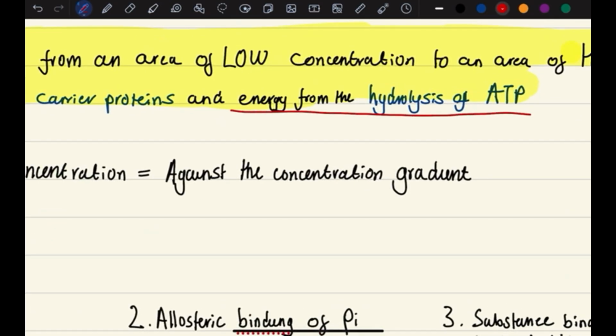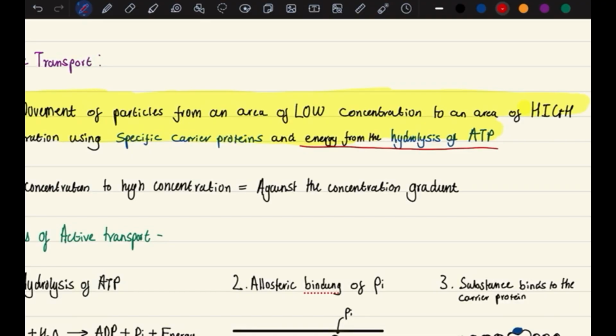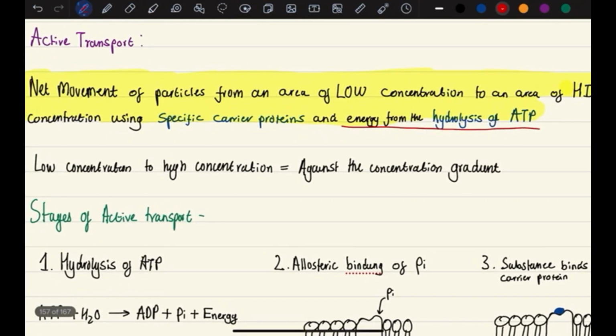And energy from hydrolysis of ATP. So many people miss out on that mark, yeah? It's going to be another mark in the exam, so just be aware. Now, again, we're going to switch it. If we're talking low to high concentration, we can say against the concentration gradient. So that's the kind of difference that we can have there.